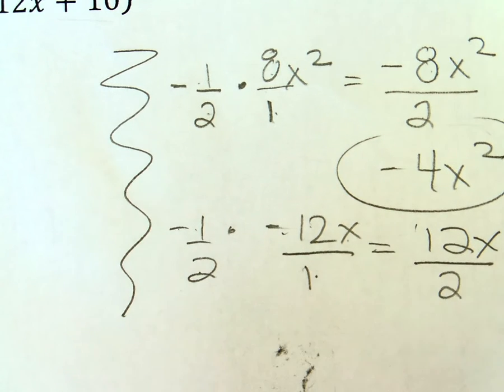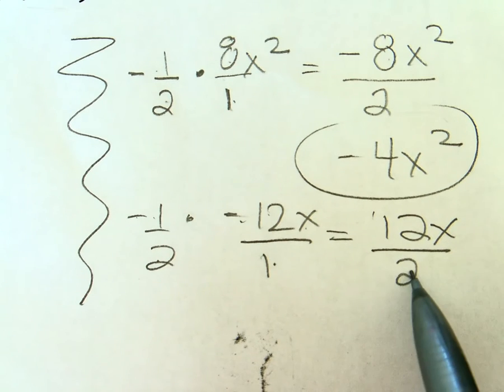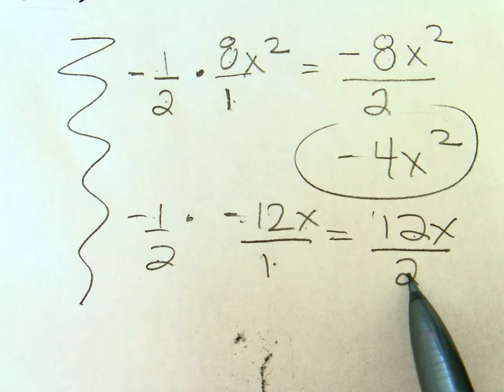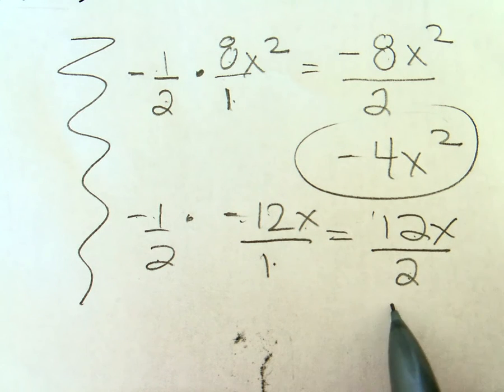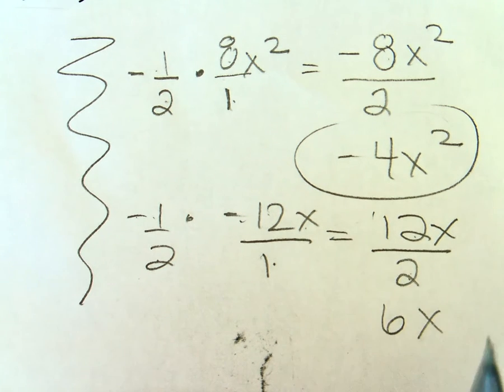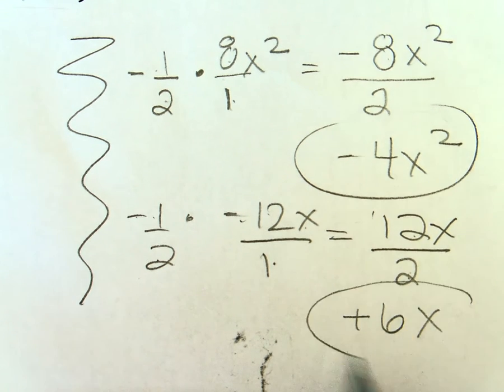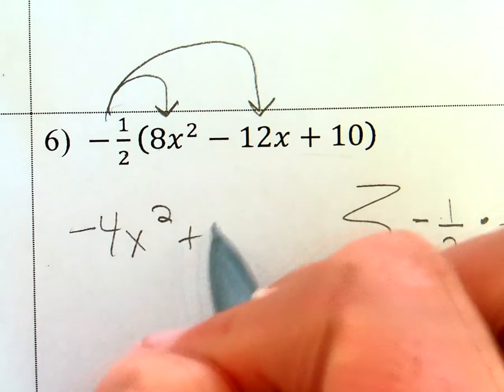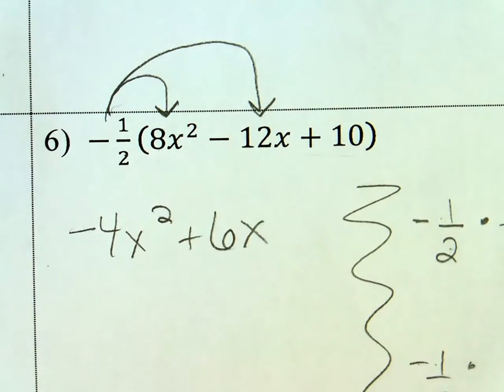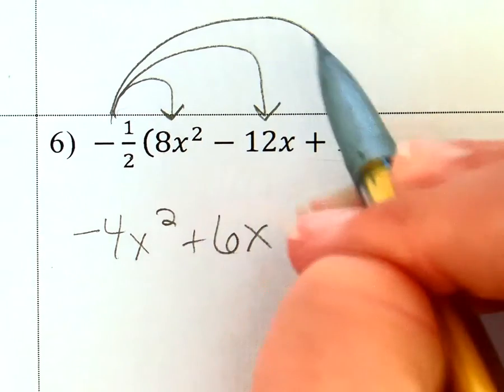And then I want to ask myself, can I divide this number by this number? And 2 divides evenly into 12, so I get 6x. And this is positive, so this is going to be my next term, positive 6x. Last, I need to multiply this negative 1/2 by a positive 10.